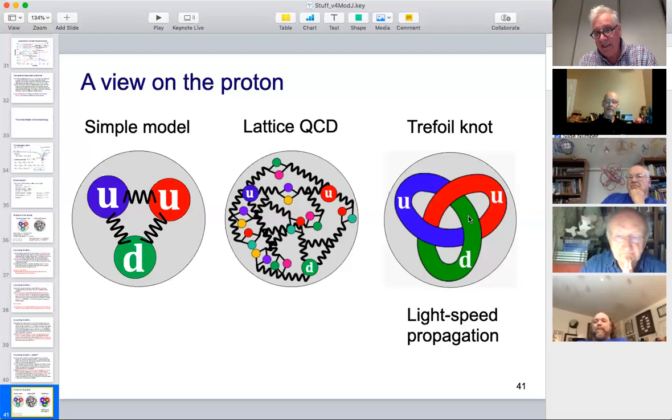Now, I've drawn these things as simple loops. Now, they're certainly not simple loops. The proton's much more massive than the electron. This thing would have roughly not far off the electron mass. And what I think is happening is something more like Don's model, where there's some complicated thing going on here, and that the up quark is eventually coming around.